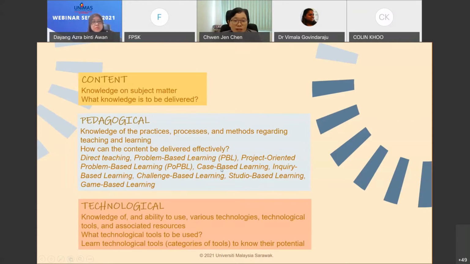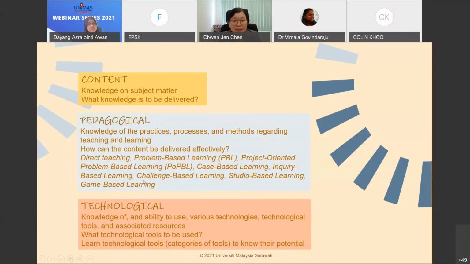And technological knowledge would be knowledge of the ability to use various technologies, technological tools, and also the associated resources. So the question here that we have to try to answer would be, what are the technological tools that we want to use? And we have to make the effort to learn some of these tools, or at least to know some of the categories of tools, because we need to know the potential of the tools. You may not need to know the details of the tools, if you think that the function of the tools does not meet your pedagogical requirements.